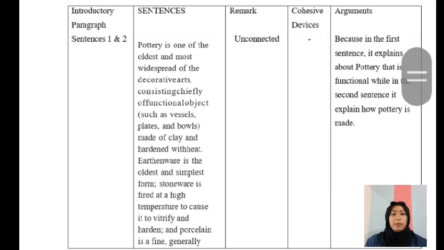Okay, move to the introduction paragraph, sentences 1 and 2. Sentences 1 and 2 are: pottery is one of the oldest and most widespread of the decorative arts, consisting chiefly of functional objects such as vessels, plates, and bowls made of clay and hardened with heat. Earthenware is the oldest and simplest form; stoneware is fired at a high temperature to cause vitrification. They are not connected because the first sentence explains pottery as functional, while the second sentence explains how pottery is made.